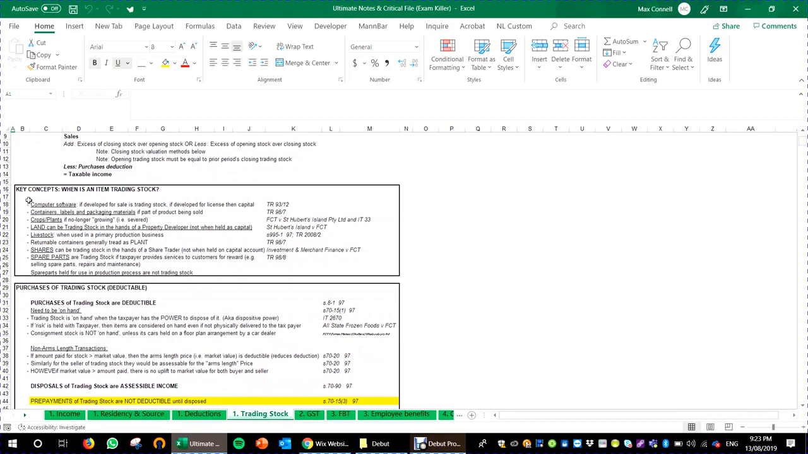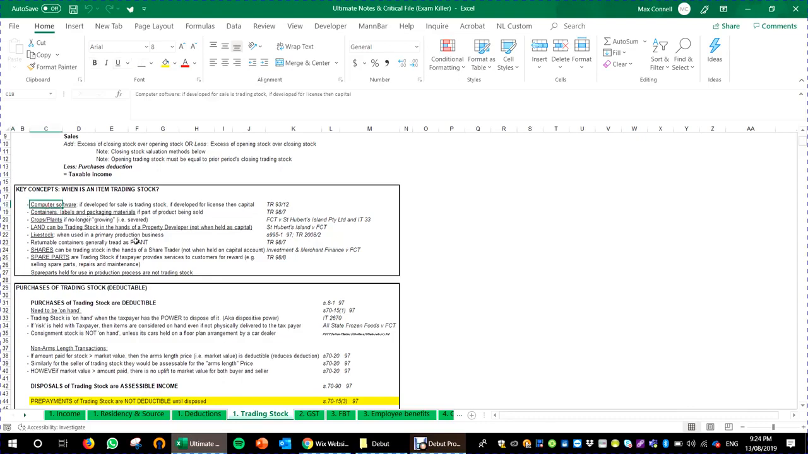Right, so here are some very specific concepts around trading stock. Some specific examples. So computer software: if it's developed for sale, it's trading stock. If it's developed for license, then it's capital. So this is another example where one thing in the hands of one person can be trading stock and in the hands of another it's not. So it's similar to the property example.